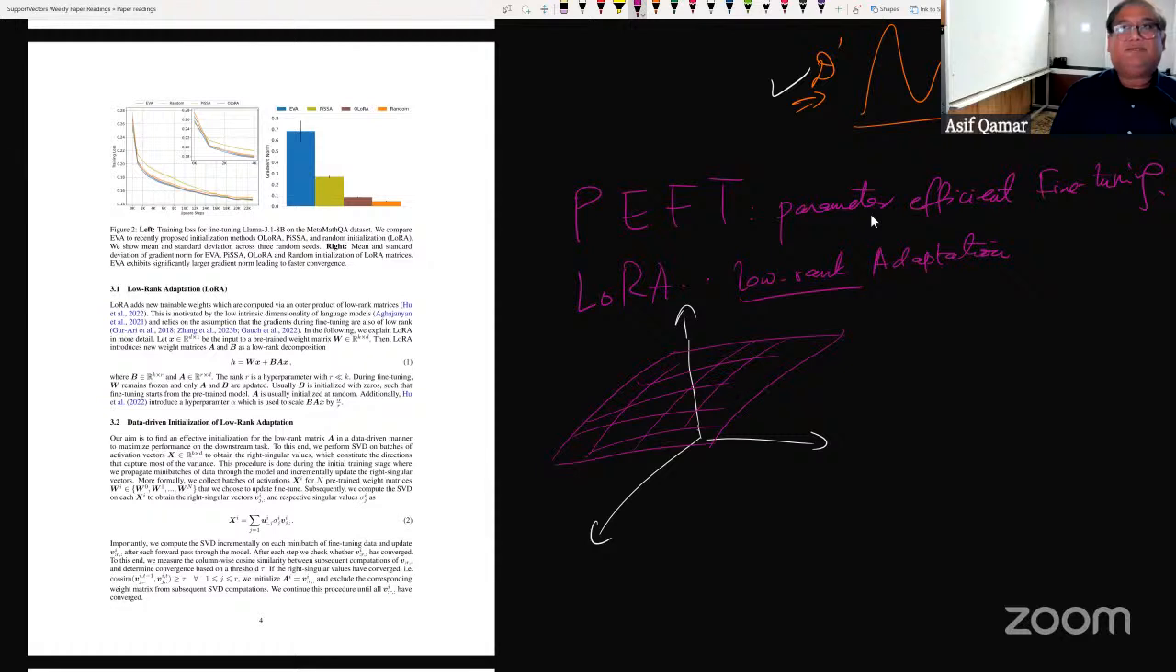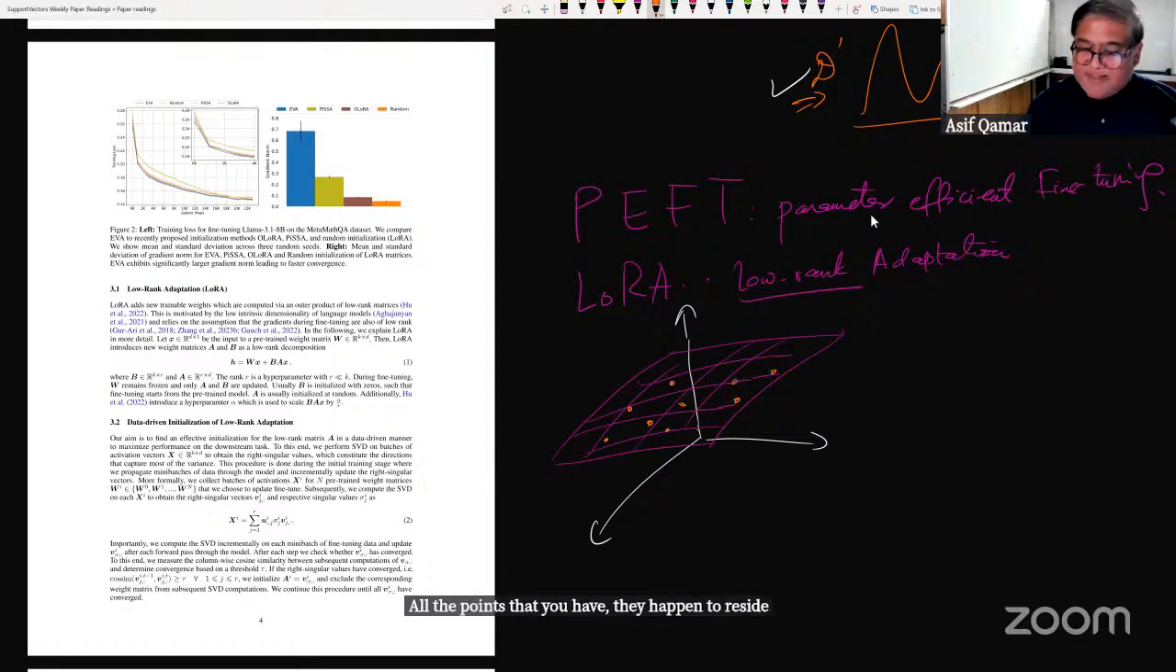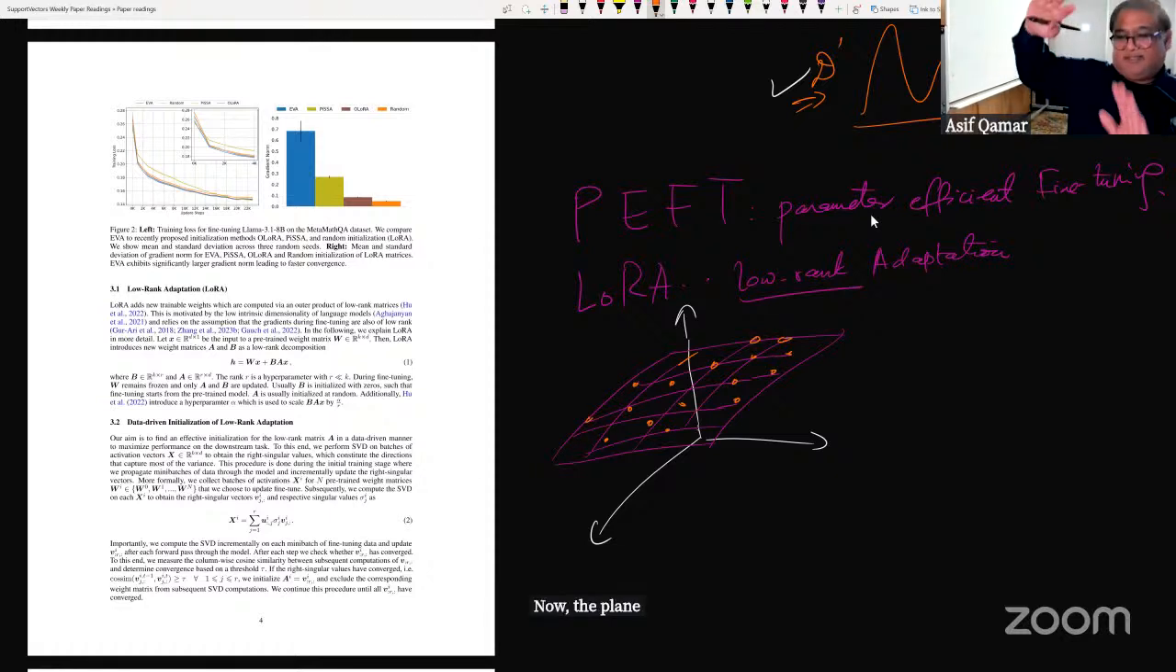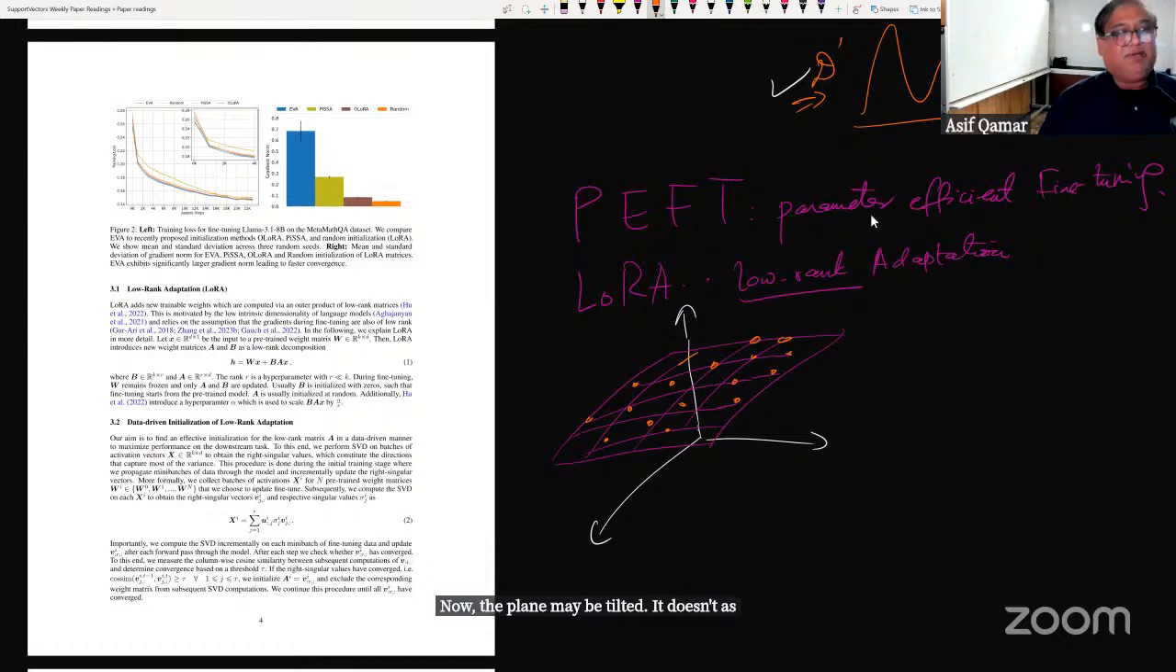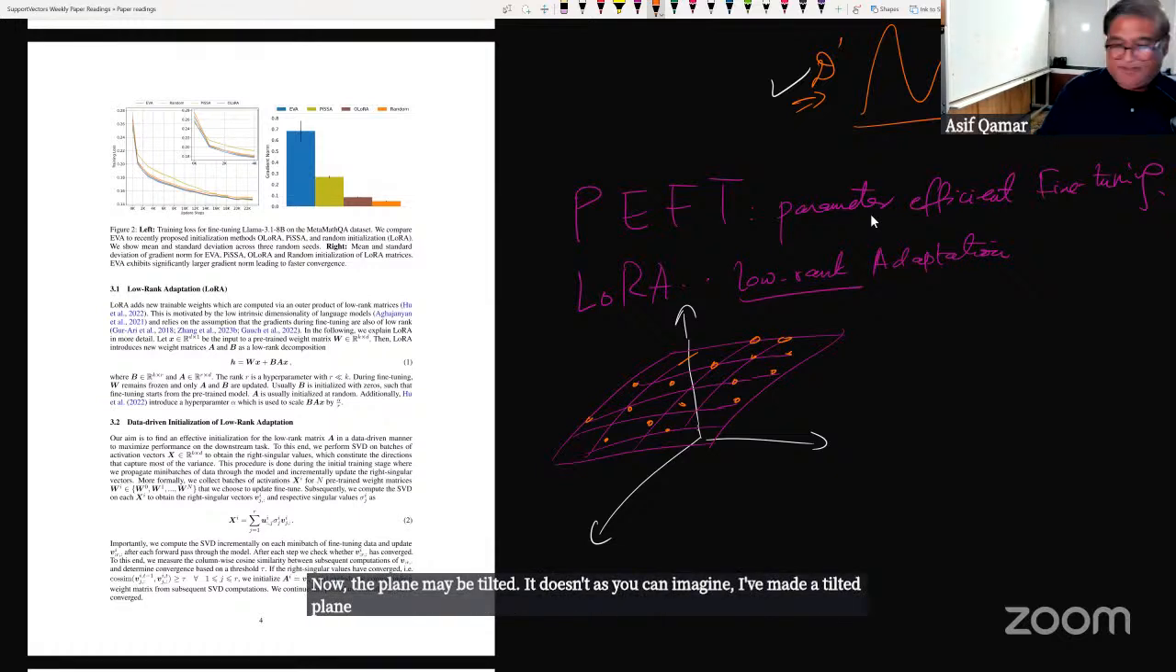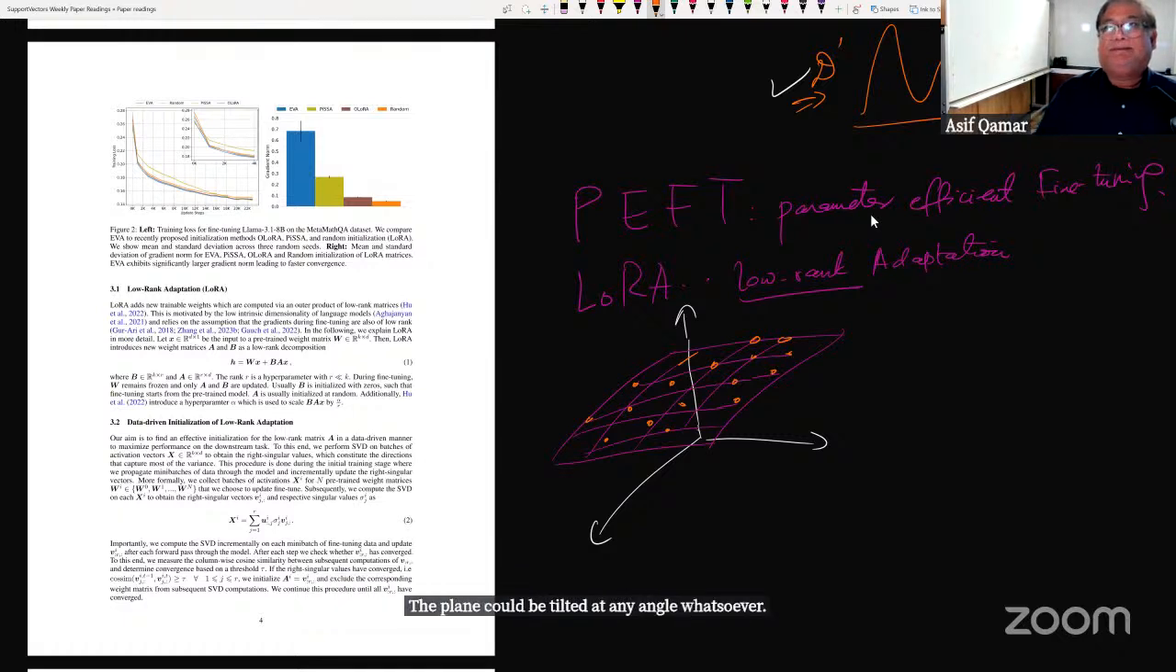And it turns out that all the points of your data, or a surface, but let's take a plane, all the points that you have happen to reside only on that plane. Now, the plane may be tilted. As you can imagine, I've made a tilted plane, though I probably didn't do a very good job of it. The plane could be tilted at any angle whatsoever, right? But the points belong to that.